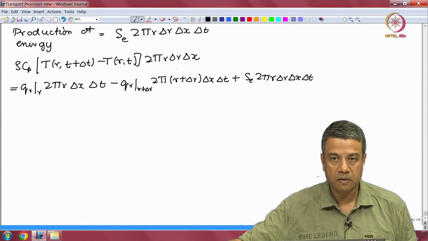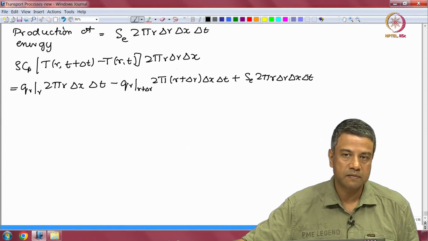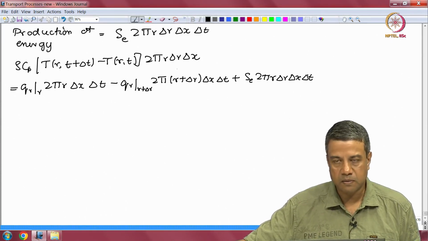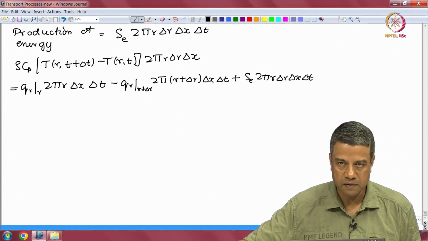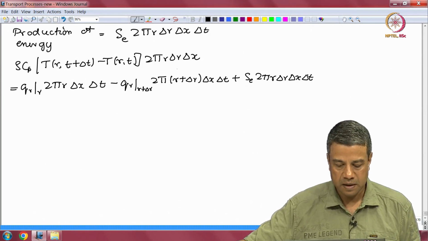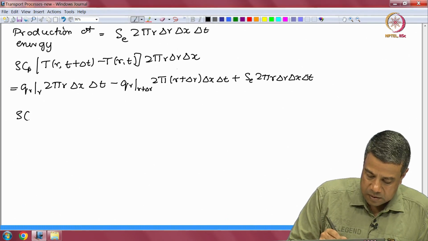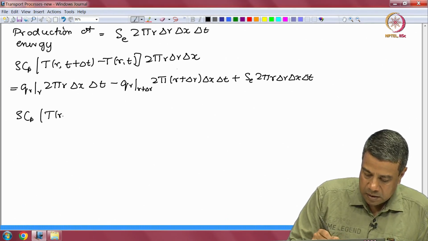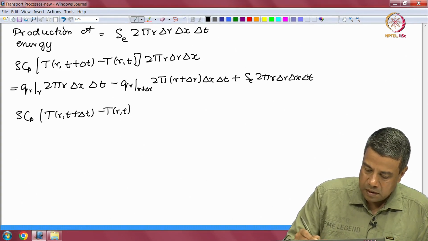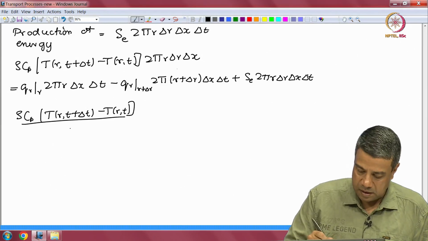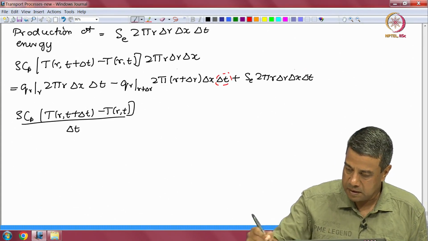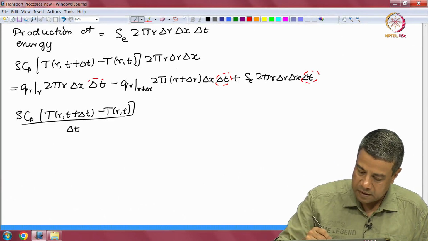I have to divide throughout, this is the balance equation for the energy. I have to divide throughout by volume and time to get a difference equation. Okay. Divide throughout by volume and divide throughout by time. When I divide throughout by volume, I will get rho Cp into T at r, t plus delta t minus T at r, t divided by delta t. Okay. You have this factor of delta t on all the terms on the right side. You have to divide throughout by that factor as well as by volume.